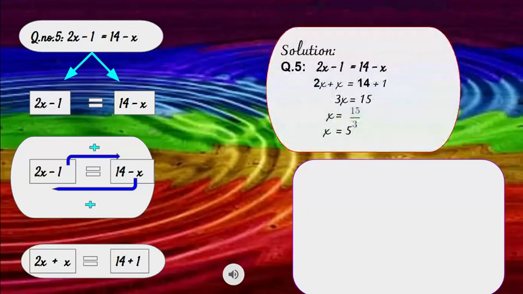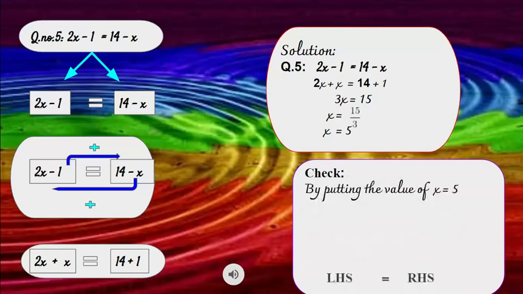Now see the solution. 2x plus x, 3x. 14 plus 1, 15. So 3x is equal to 15. X is equal to 15 upon 3. So the value of x is equal to 5. Now we can check by putting the value of x is equal to 5.